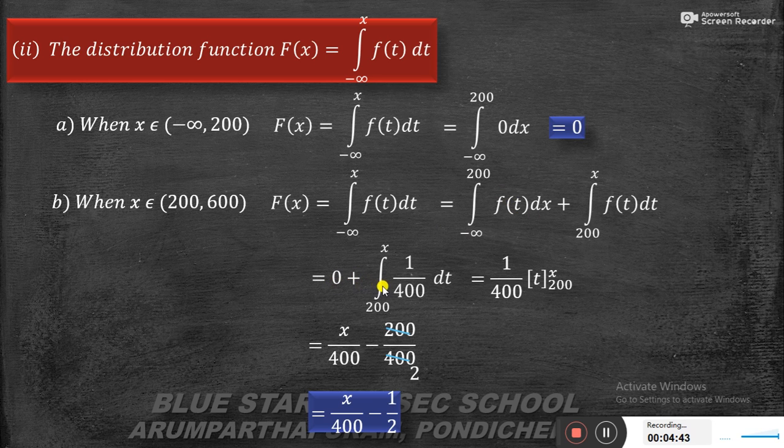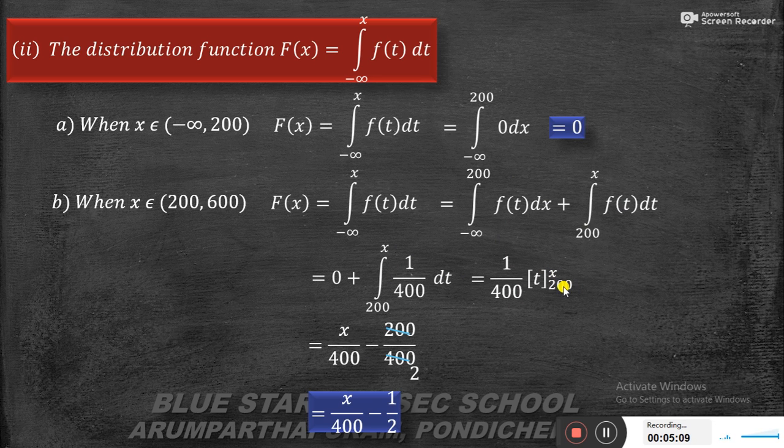I substitute here. Plus next integral 200 to x f of t. That means 200 to x, it goes to the interval 200 less than or equal to x less than or equal to 600. So the function is f of x equal to k, that means 1 by 400 into dt. So 1 by 400 into integral of dt is t, I substitute the limit 200 to x.